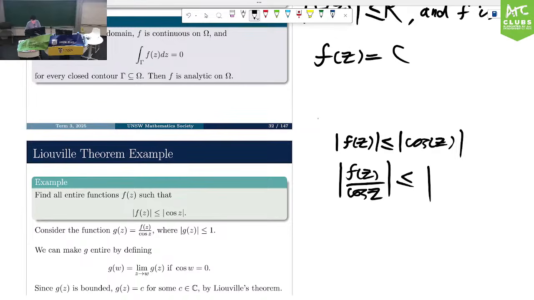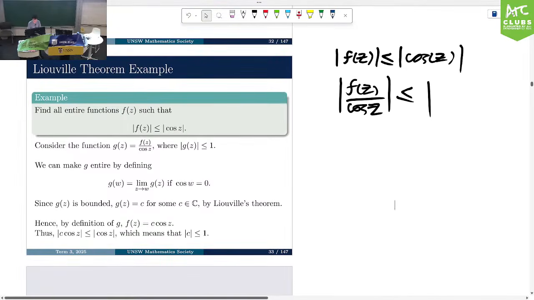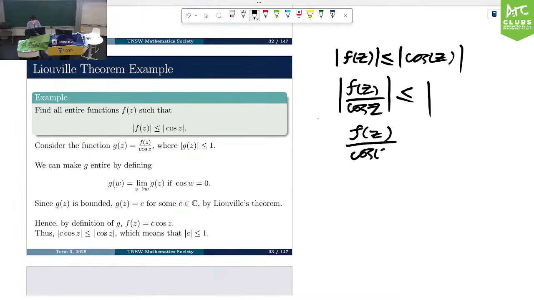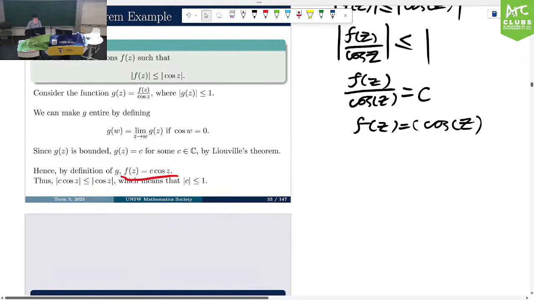So now, by Liouville's theorem, we know that f(z) on cos z is a constant. So f(z) on cos z equals some arbitrary constant c. So f(z) equals c cos z. Maybe c is not the best constant to choose here since you have cos. But yeah, f(z) equals c cos z by Liouville's theorem. And that's all for integration.